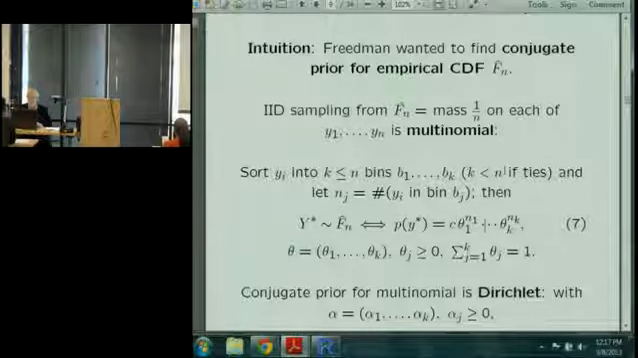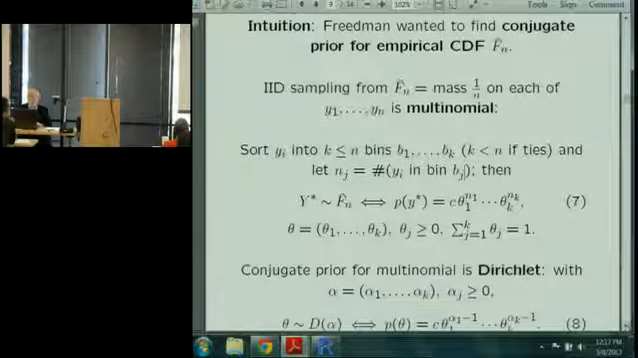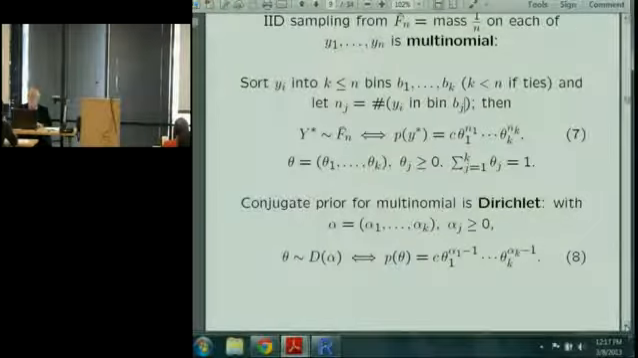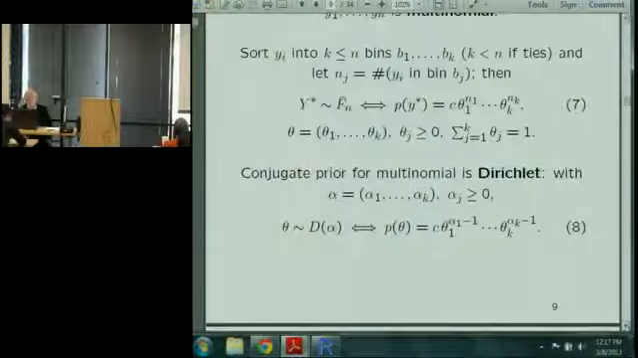Now, does anybody remember what the conjugate prior was for the binomial distribution? Also the Bernoulli. Anybody recall? It was the beta family. And so if we're going to generalize the binomial to the multinomial, a multivariate generalization of the binomial, we need a multivariate generalization of the beta distribution. And that already exists. It's called the Dirichlet distribution. So the conjugate prior for the multinomial is this thing called the Dirichlet.